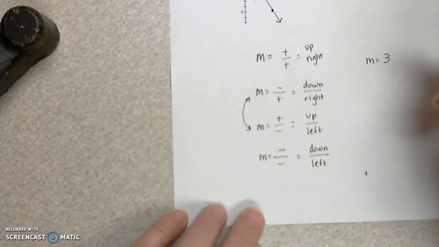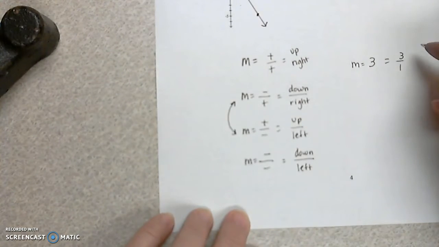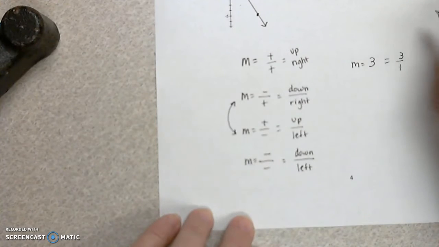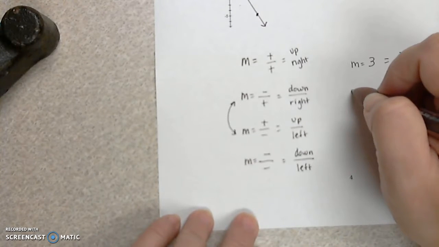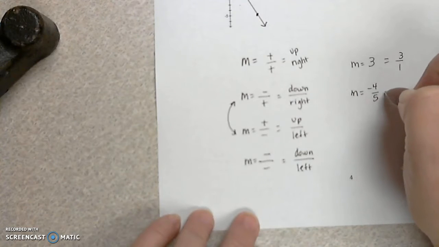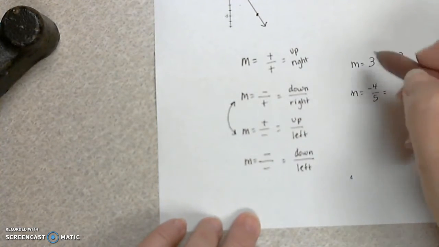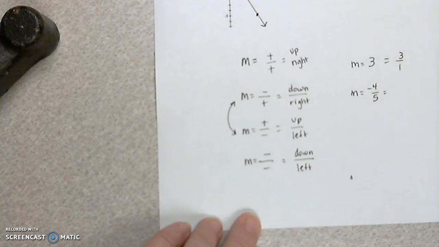So if I had a slope of, let's say, 3, this is understood to be 3 over 1. So both values are positive. I'm going to go up 3 and right 1, up 3 and right 1. If I had a slope that was -4 over 5, then I would go down 4, right 5, down 4, right 5.